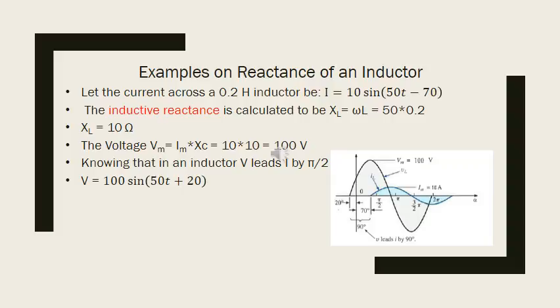Finally, we have an example on reactance of an inductor. Let the current across a 0.2 inductor be I equal 10 sine 50 times t minus 70. The inductive reactance is calculated to be X_L equal omega times L, which gives 10. And the voltage is equal I times X_L, which is equal 100 volt. And as we did before, we write it in a sinusoidal form.